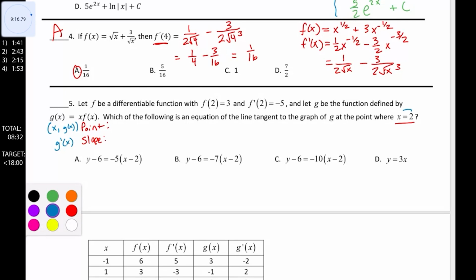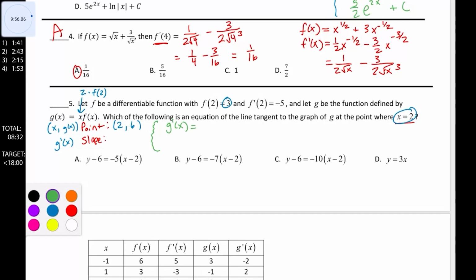Specifically, x is 2, so the point would be 2 comma g of 2. Okay, so g of 2 would be 2 times f of 2, and f of 2 was 3. So 2 times 3 would be 6. The slope would be g prime of 2. Okay, so to get that, we are going to need to find g prime. So I'm going to go over here and find what g prime is. Now to find g prime, we're going to go back to the function g, which is x times f of x, and we're going to perform the product rule.